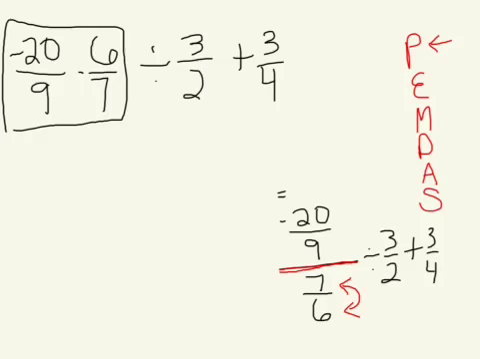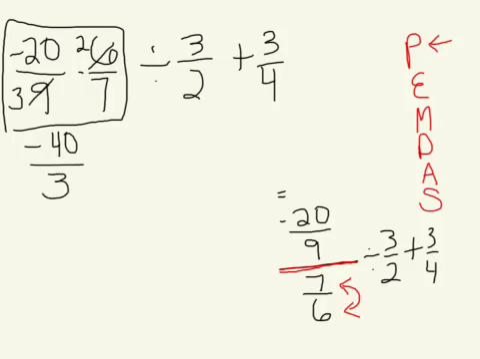So let's reduce them a little bit by 3. This becomes a 3. 6 divided by 3 is 2. I don't see any other common factors though. 20 and 7. 2 and 7. 20 and 3. Nothing in common. So we can finish that part. And we get negative 40 over 3.